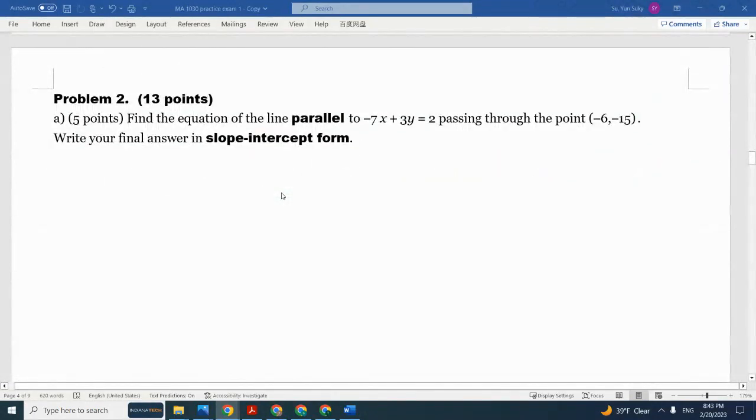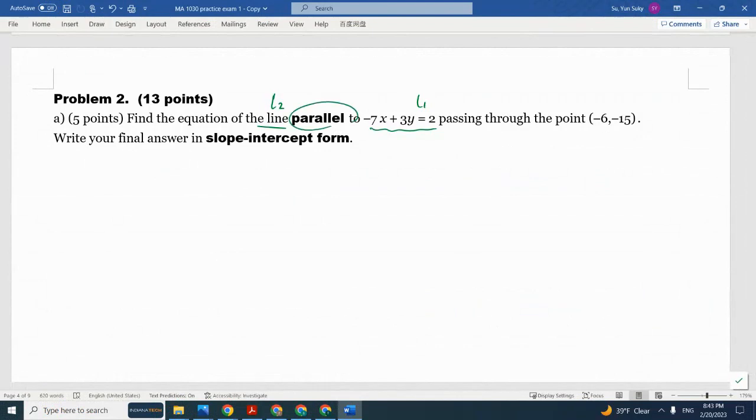Number 2, find the equation of the line parallel. So we have two lines involved. Let's say this is the line, let's call it line 2. Okay, this is line 2, and let's call this line 1. The two lines are parallel. So let's figure out the slope of the first line. Line 1, negative 7x plus 3y equals 2. To find the slope, you want to get slope-intercept form, which means you want to solve for y.